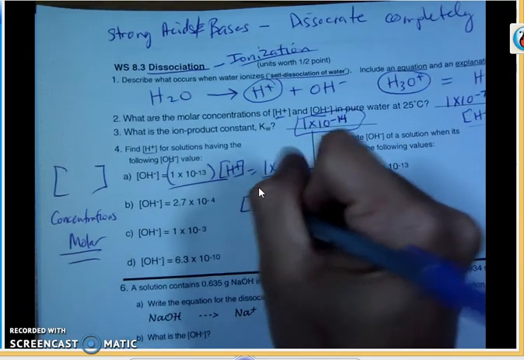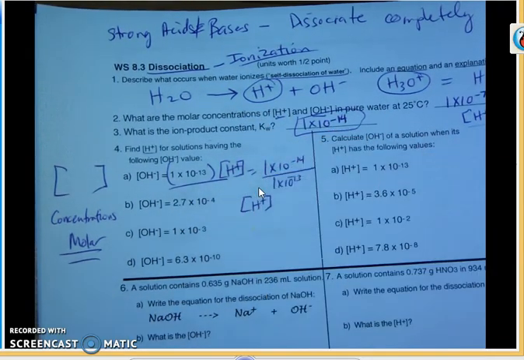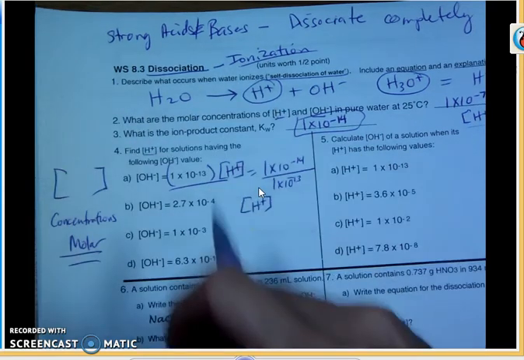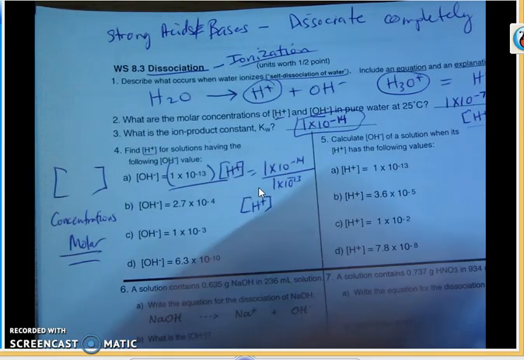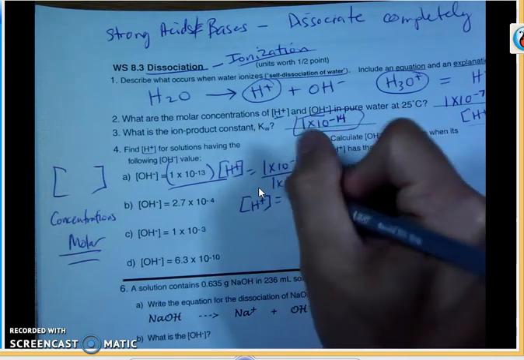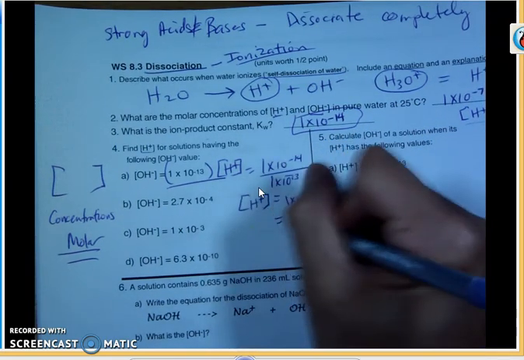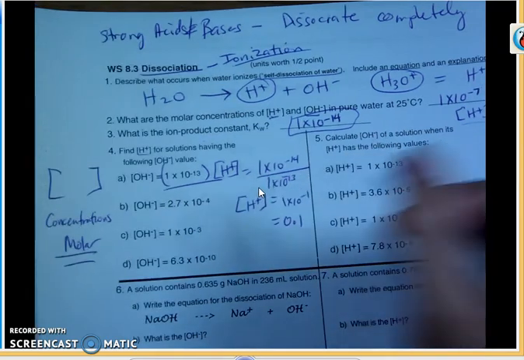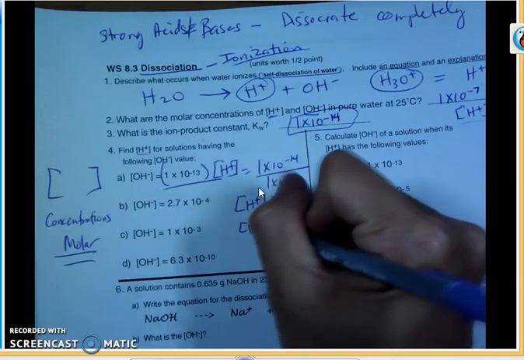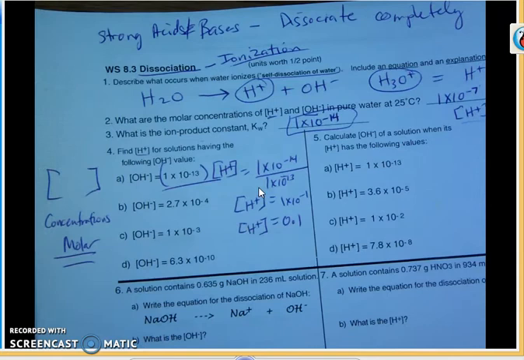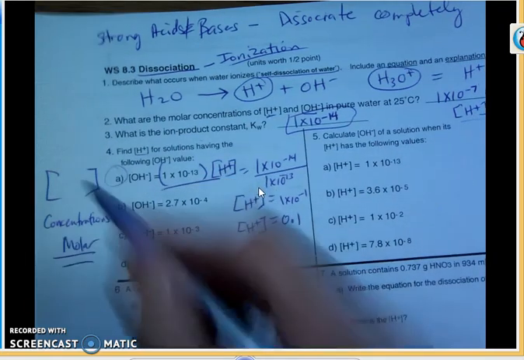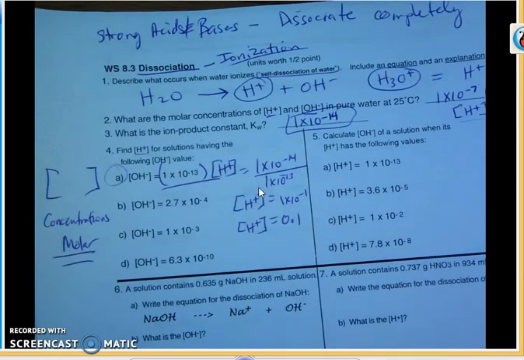Show your work on a separate sheet of paper so that you have room to write your answers on here. So H plus is 1 times 10 to the negative 1, which is equal to 0.1. That is the hydrogen concentration of this solution A. So take 1 times 10 to the negative 14, divide by OH, and you get your H plus.